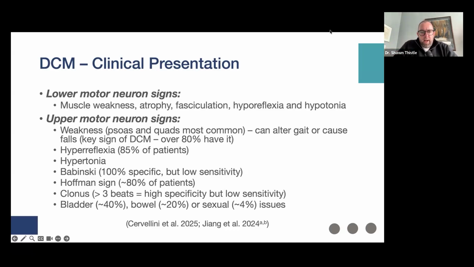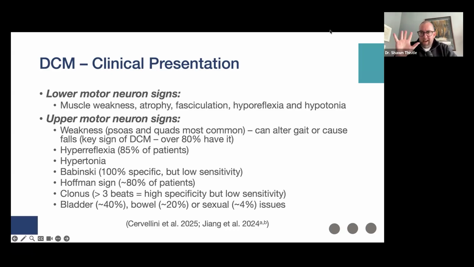Hypertonia is also possible. I think that generally happens after hyperreflexia in my experience. You can look for things like a Babinski sign. It's generally considered to be 100% specific for DCM, but it's not always present in DCM. And remember, when you record these in your files, you only write the word Babinski if it's positive.